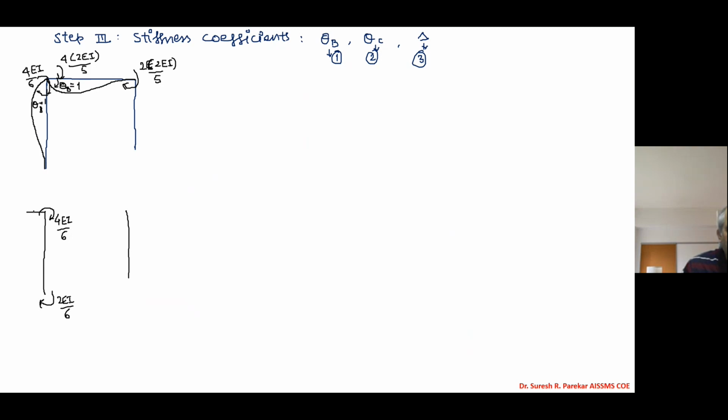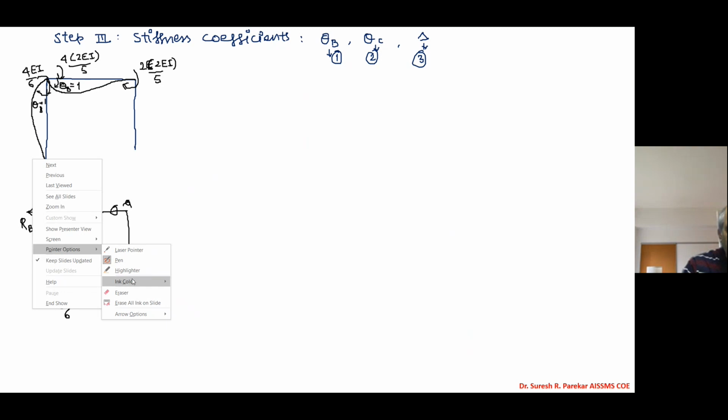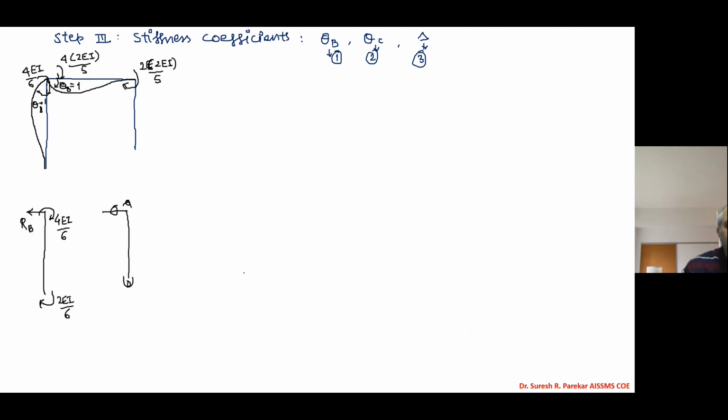Here we have RB. RC we have 0 because we do not have any moment over here. Now we will have different names for the joints: this will be S1, this will be S2, and here we have S3. Now we have applied theta B equal to 1, so we have S11, then S21, and then S31. S31 is RB plus RC.